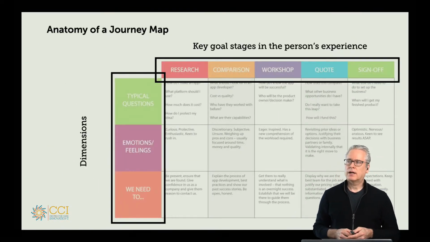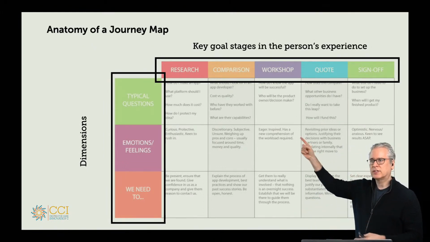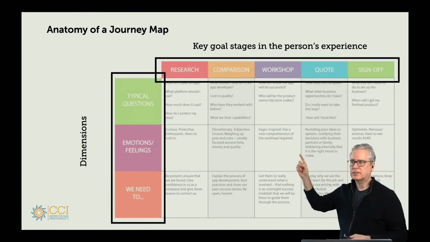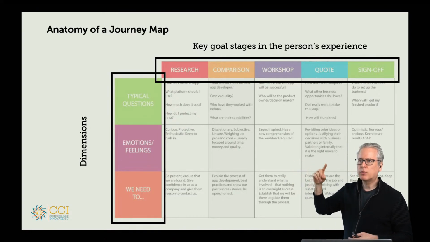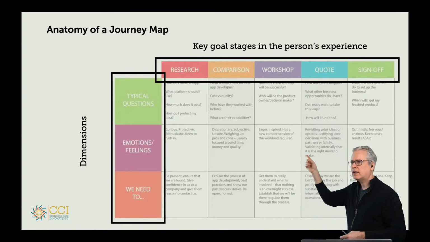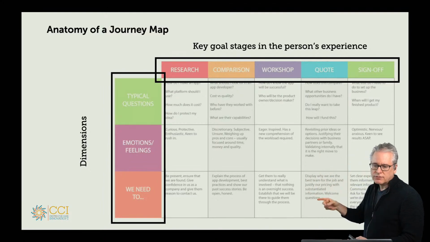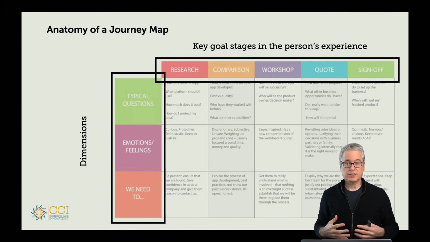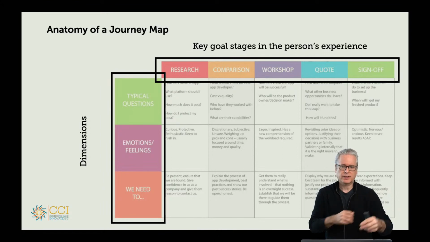Here's the anatomy, what it looks like. This is a simple one. This is almost the simplest you can have, which is just the stage titles across the top. In this case, this one has research, comparison, workshop, quote, and sign off. So this is some sort of buying process. And then along the left-hand side, you see typical questions, emotions and feelings, and what we need to do in response to these issues. So this is a nice, simple structure. This is where you can get started, something like this.